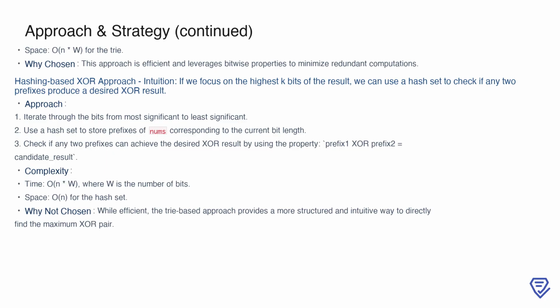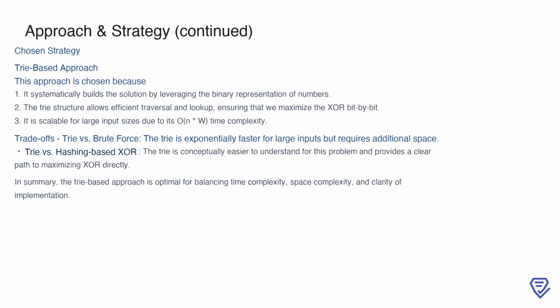However, while both methods are similar in their asymptotic performance, the tree-based approach was preferred because it provides a clearer and more direct mechanism for maximizing XOR by systematically examining the binary representations bit by bit. Ultimately, we chose the tree-based approach as it systematically builds the solution by fully utilizing the binary representation of numbers. The tree structure allows us to efficiently traverse and perform lookups, ensuring that we can maximize the XOR result one bit at a time. This method is not only scalable for large input sizes due to its O(n*w) time complexity but also provides clarity in implementation.